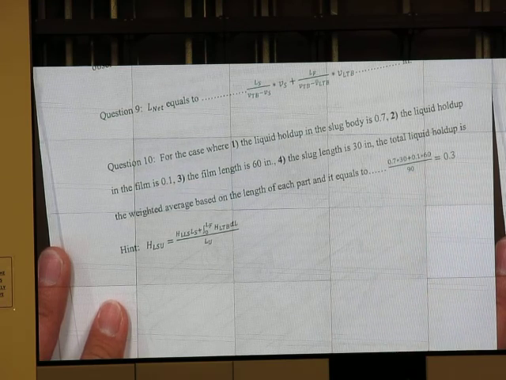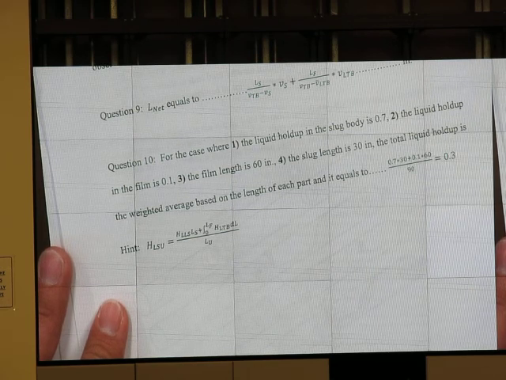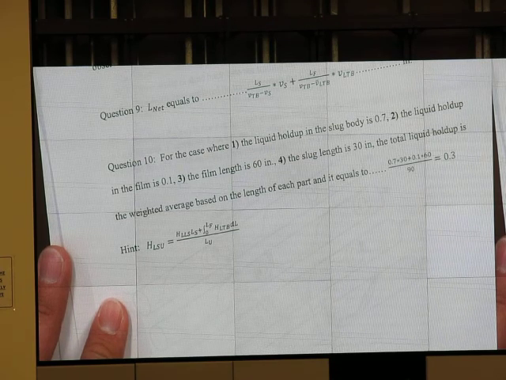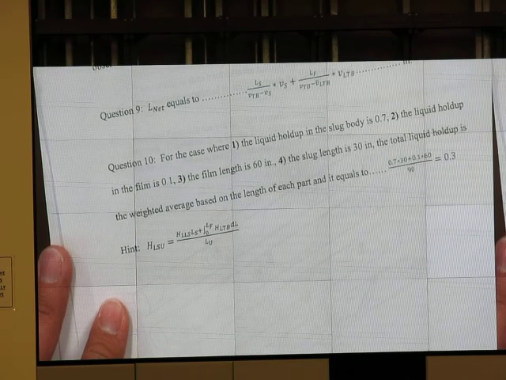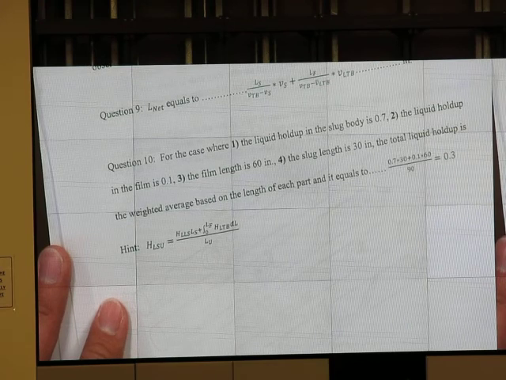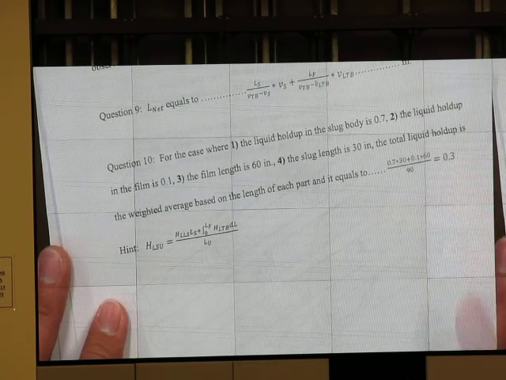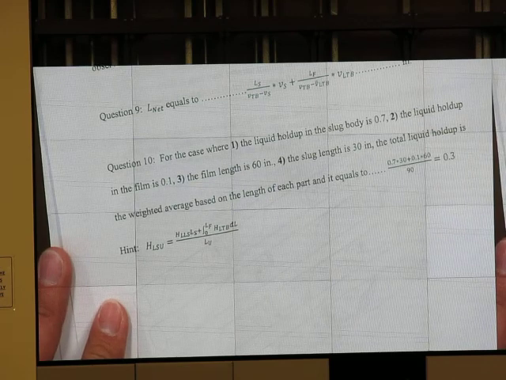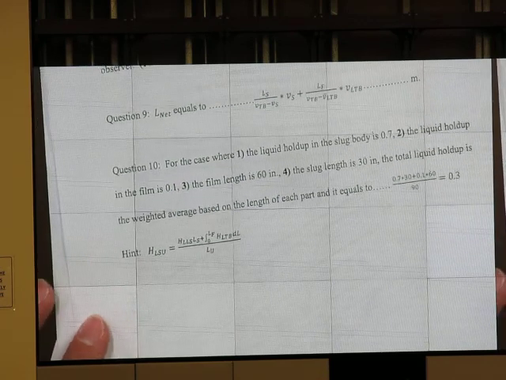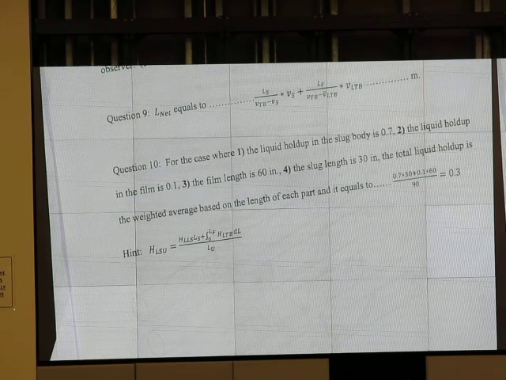Good? This kind of thing can be done for the vertical flow too. So if I have slug flow in the well, I will have to know what is the slug length, what is the film length, what is the liquid hold up in the film zone, and the liquid hold up in the slug zone. Just that information, then I can get average liquid hold up. When I get average liquid hold up, especially in the well, I can get average density.